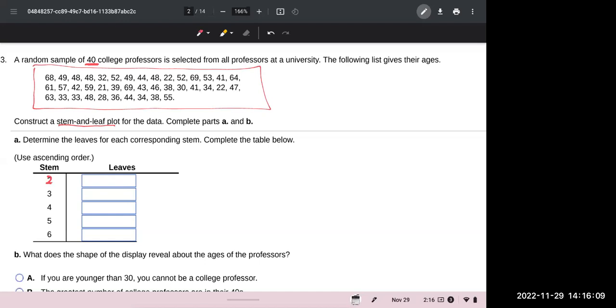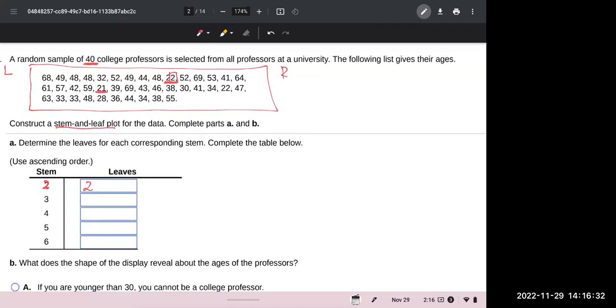When you create the stem and leaf plot, you're searching for your numbers from left to right. So I'm looking for the numbers in the 20s because the stem is 2. The first number in the 20s is 22, so the leaf will be the ones digit, 2. Then let me see if there are more numbers in the 20s. The next one is 21, so the leaf will be 1.